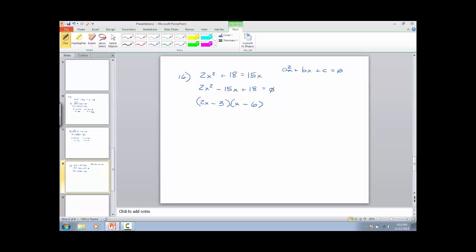So again, what we do is set those equal to 0 and solve for x. So 2x minus 3 equals 0, so x should equal 3 halves in this case, and x minus 6 equals 0, so x should equal 6. And those are our two answers.